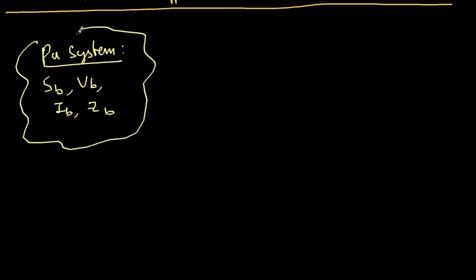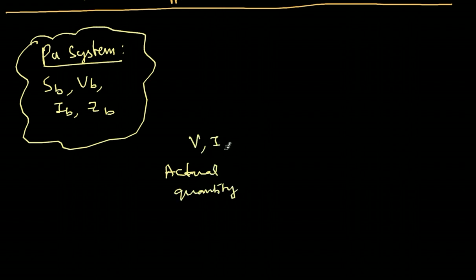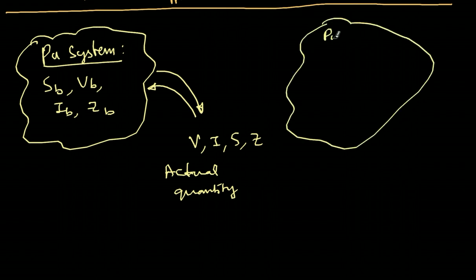Once you have this per unit system defined, any actual quantity, maybe V, I, and then S and Z, these actual quantities can be transformed into per unit quantities. Then you can do the calculation here, and whatever results you get, you can again get back to the actual quantity. What if there is another set of per unit system? So per unit system number two. This is per unit system number one.